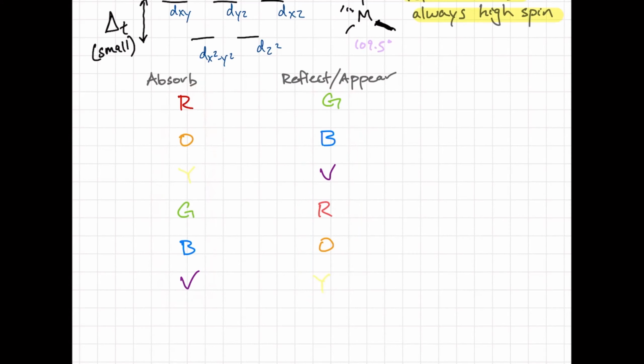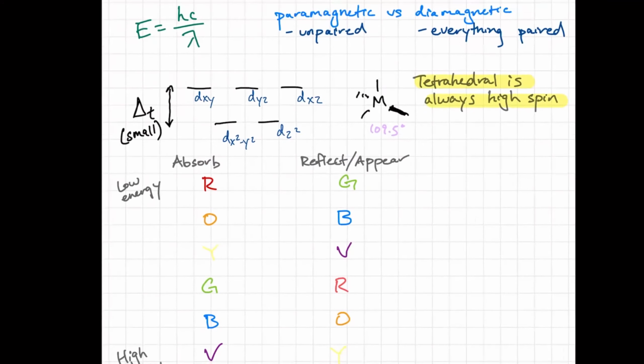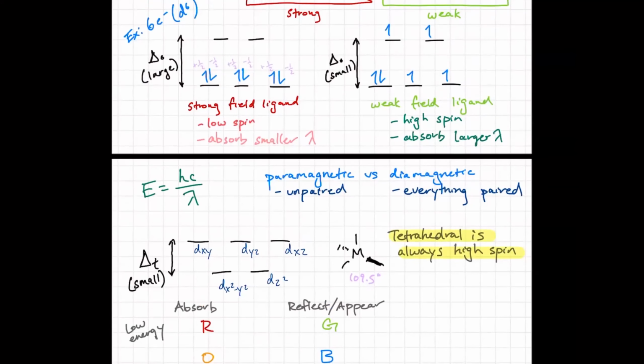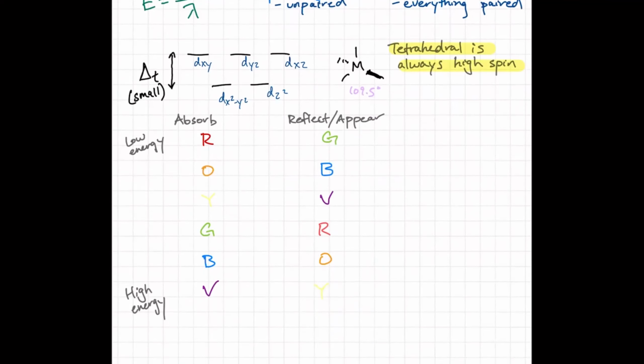And you should also maybe try to remember that violet light is the highest energy color, and red is low energy. So if you see a complex with a strong field ligand, it's probably going to absorb violet light or high energy colors, which means it's going to appear red, orange, or yellow.